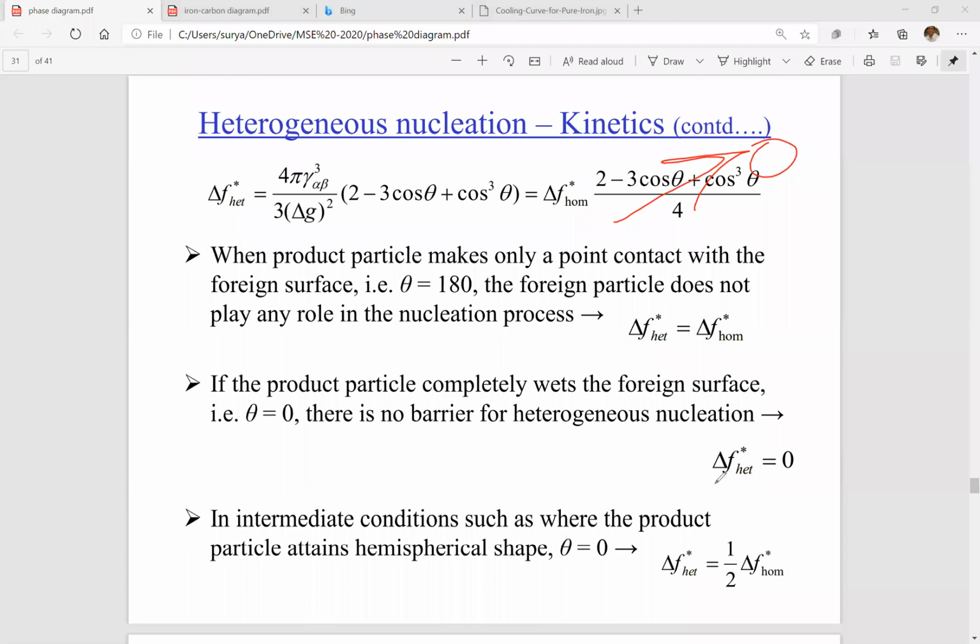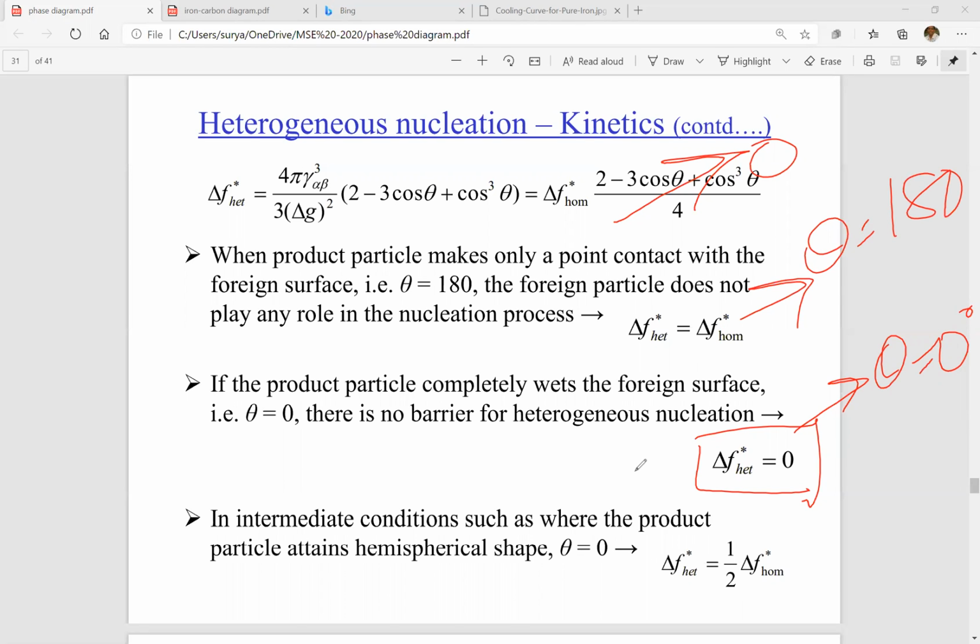So the term here is when theta is equal to 0 degree, and this is when theta is equal to 180 degree. 180 degree means there is no foreign materials inclusion. At that point, we can find out that the energy level at the heterogeneous process will be equal to the energy level at the homogeneous process.